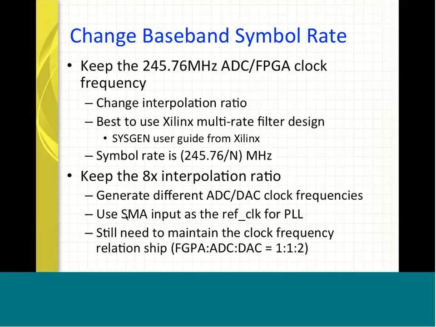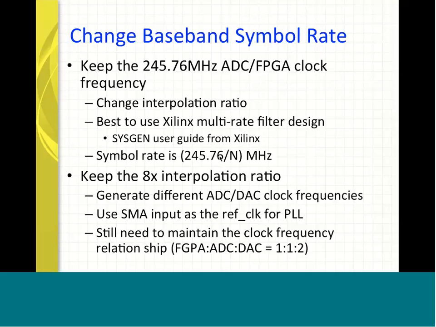Then your FPGA clock will be 1x your ADC clock. For example, if your ADC clock is 200 megahertz, then your FPGA reference clock is 200 megahertz. Then your symbol rate, instead of being 245.76 megahertz divided by n, will change to 200 megahertz divided by n.